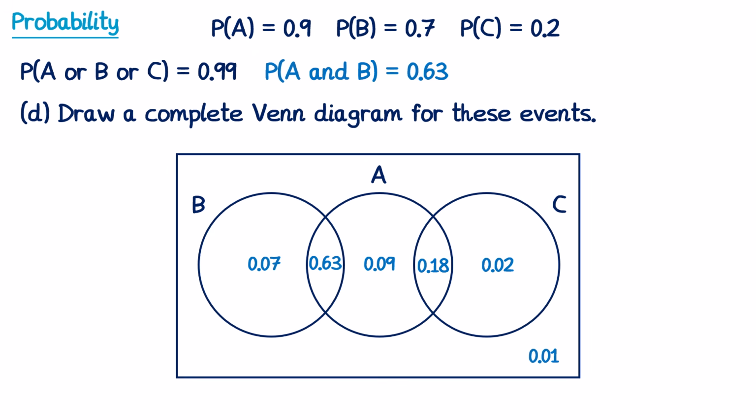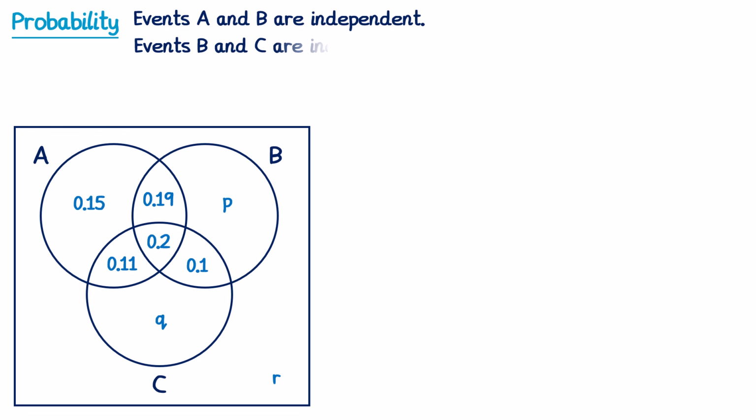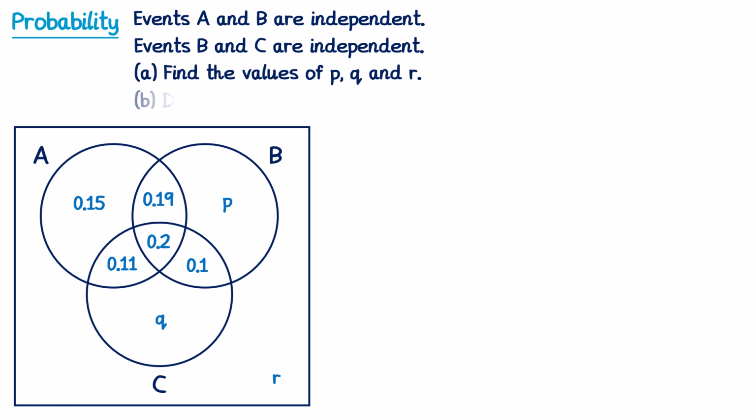Let's try another question where a Venn diagram has already been drawn for us. So we have this Venn diagram here, and we're told that events A and B are independent, events B and C are also independent, and we need to find the values of P, Q, and R. And then we will also determine if events A and C are independent. So let's start by trying to find the values of P, Q, and R.